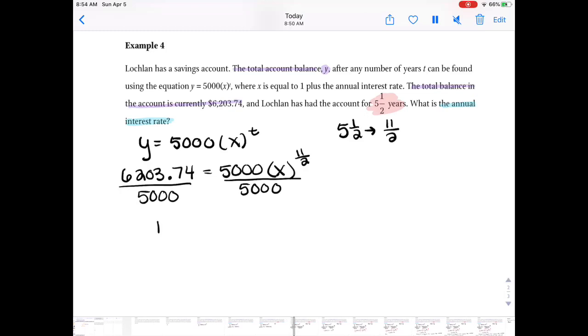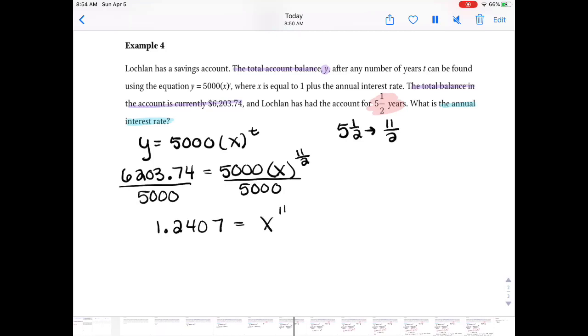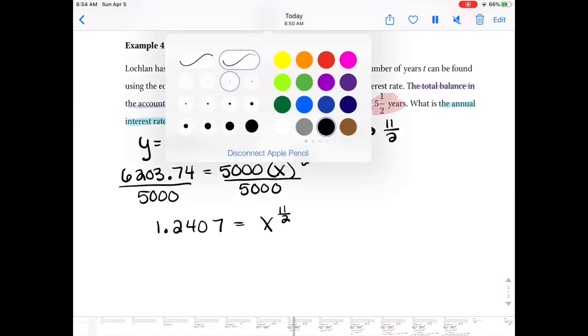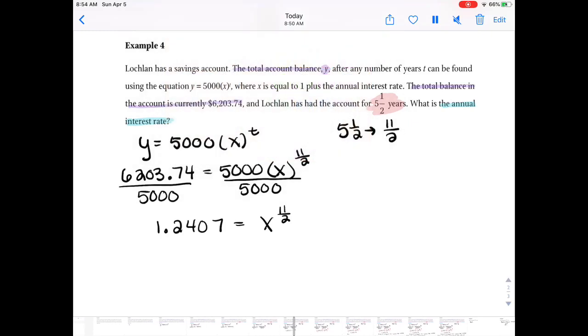So $6,203.74 divided by 5,000 is 1.2407 equals x to the 11/2. So to get x alone, right now it's being raised to the 11/2 power. We're going to raise it to its reciprocal power. So remember, reciprocal means we're going to essentially flip that fraction around. So we're going to raise it to the 2/11 power.